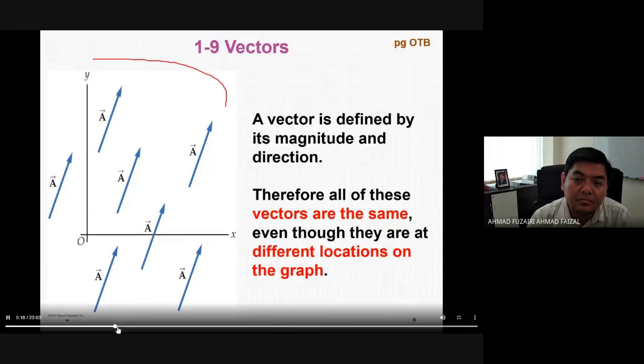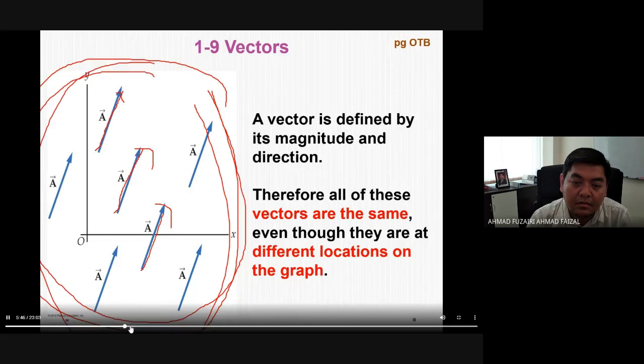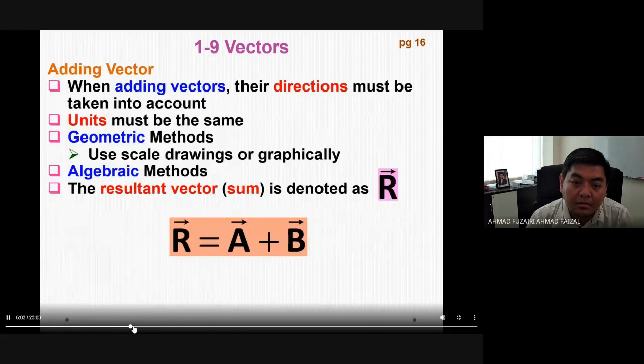Here you have a vector A. All the vector A's here have the same length and the same direction. Also, the speed must be the same.